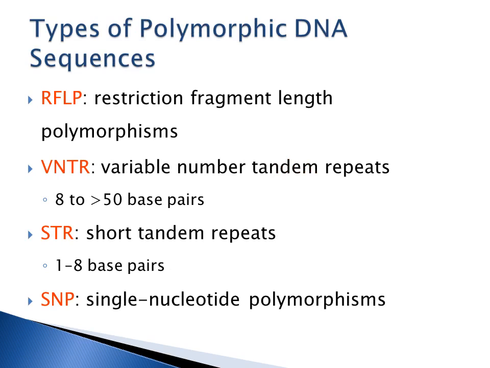So types of polymorphic DNA sequences. Well, there are RFLPs, or restriction fragment length polymorphisms. There are VNTRs, or variable number tandem repeats, and these are 8 to greater than 50 base pair repeats. There are STRs, or short tandem repeats, which are 1 to 8 base pair repeats, and there are SNPs, which are single nucleotide polymorphisms.